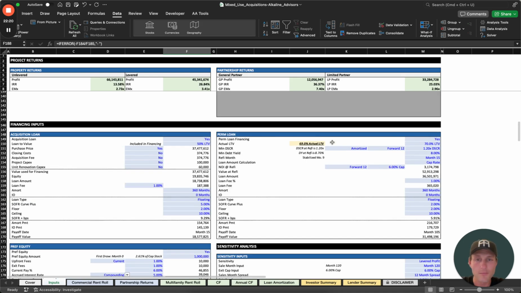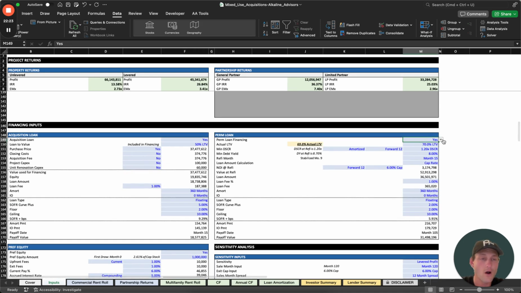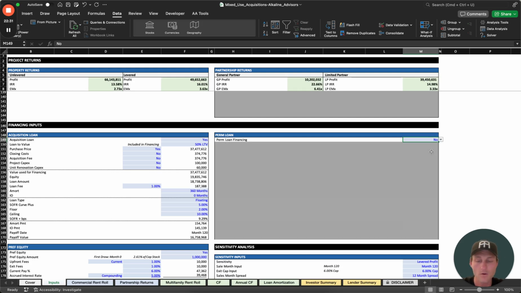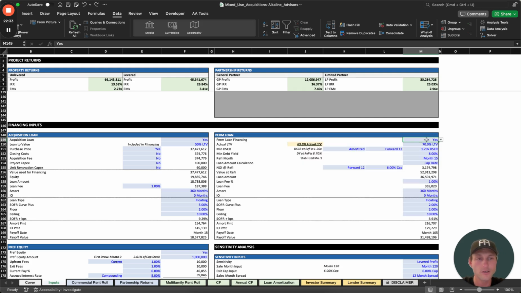Next, we'll go to the perm loan. So if you are going to renovate and then sell and use proceeds from the sale to pay off the acquisition loan and pref equity, if there is any, you can toggle perm loan to no. But if you do want to have a perm loan, you can toggle this to yes, choose the LTV, choose the min DSCR, and choose the min debt yield.